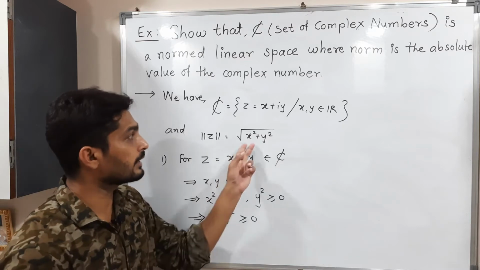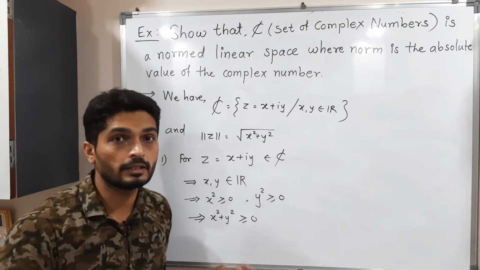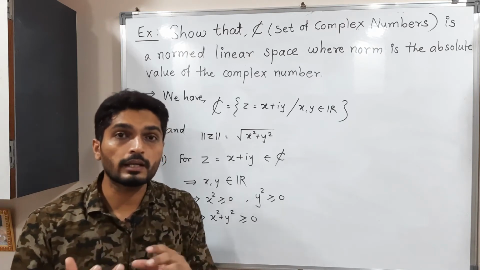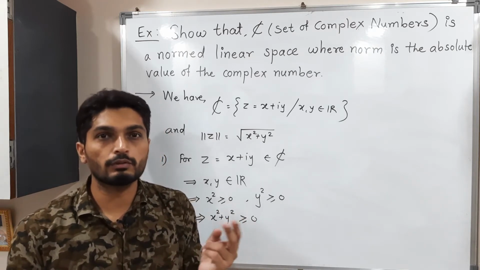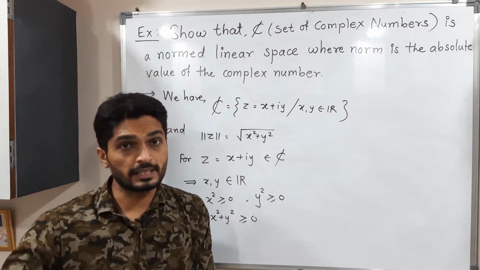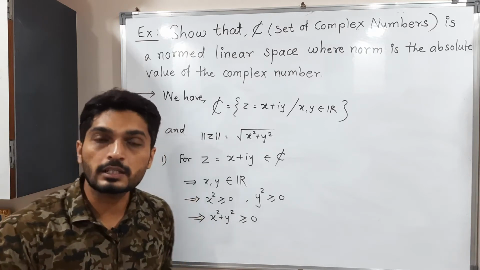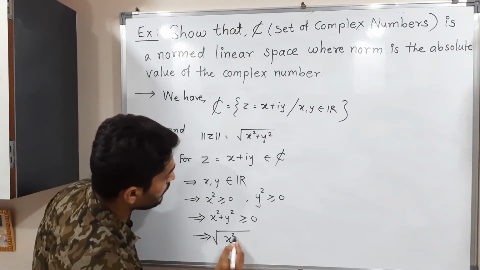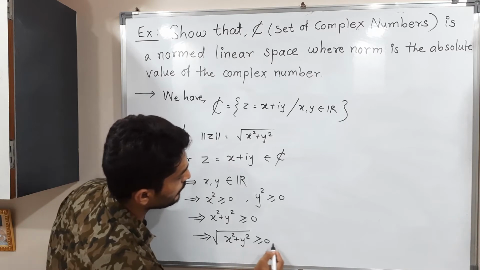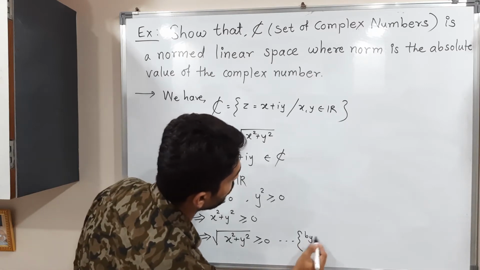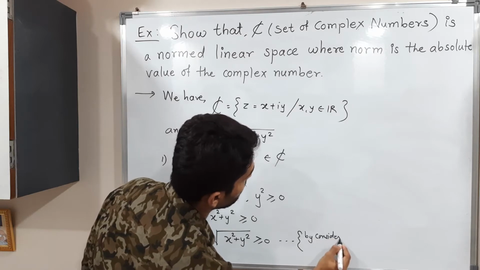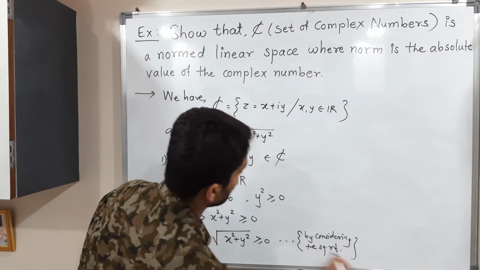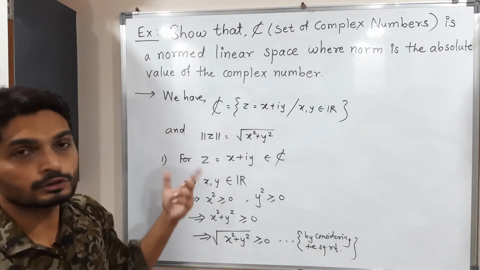After that, what will I do? I'm trying to bring that definition here, getting? So what will I do? I will take the square root of both sides. Obviously when we take a square root, there will be two possibilities, either the square root will be negative or positive, but I am considering the positive square root. So this implies the square root of x square plus y square is greater than or equal to 0, by considering the positive square root. See, this is nothing but the definition of the norm of z.